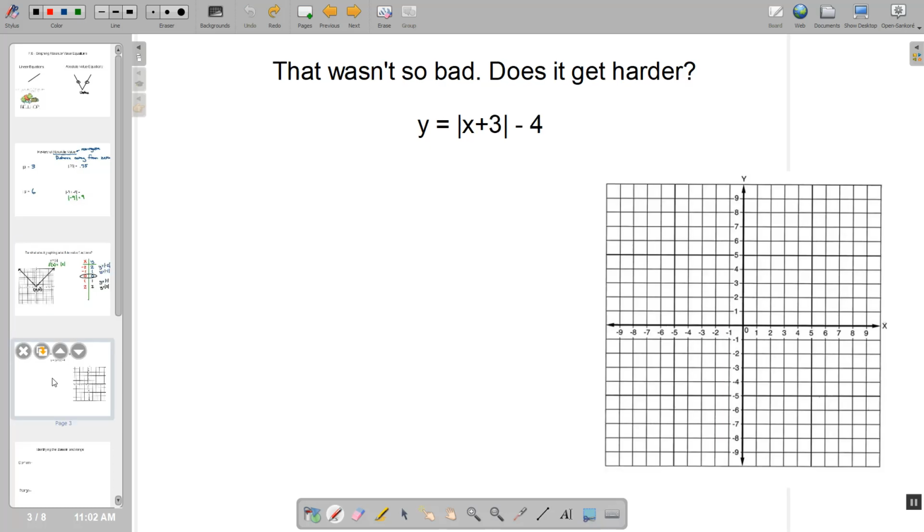So let's graph another. When we are looking at this type of equation, we have y equals the absolute value of x plus 3, minus 4. Now we can set up our table just like we did before.